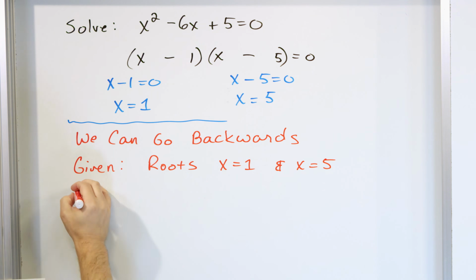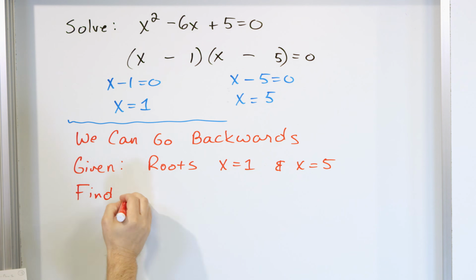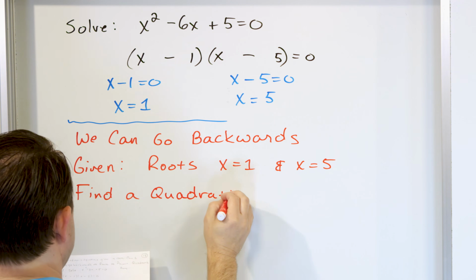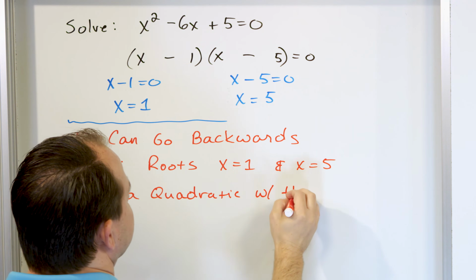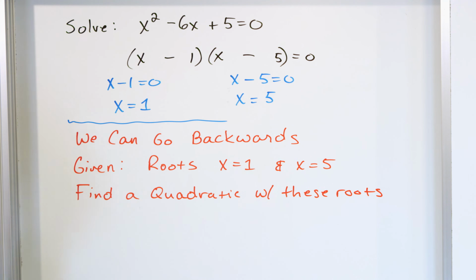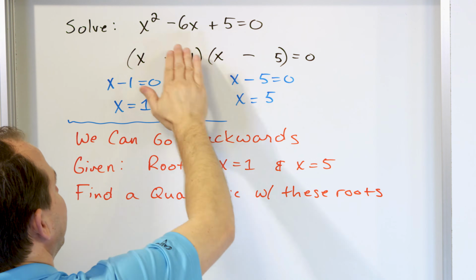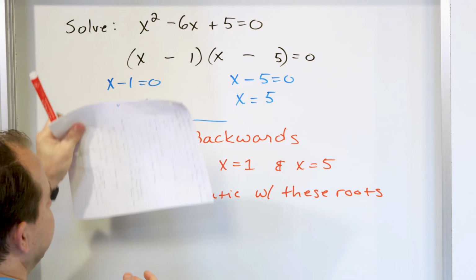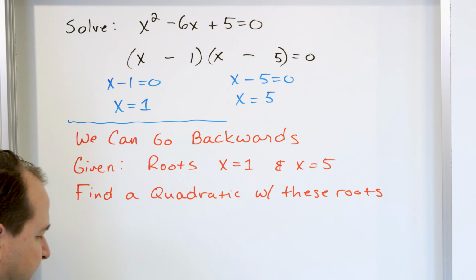Then find a quadratic with these roots. All right, so how do you think you would do it? Obviously, we know the answer. We know that this is the answer, but how do we, if all we are given is this, that these two roots exist, how do we figure out what that quadratic is?